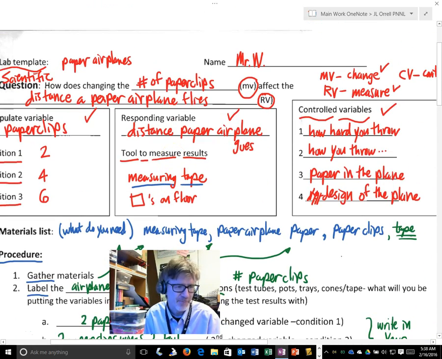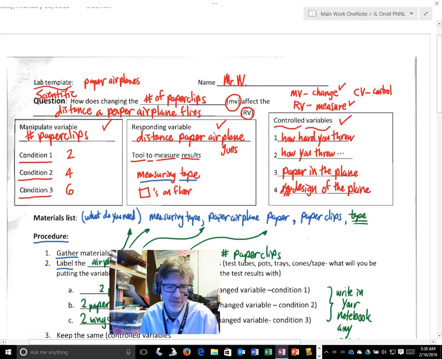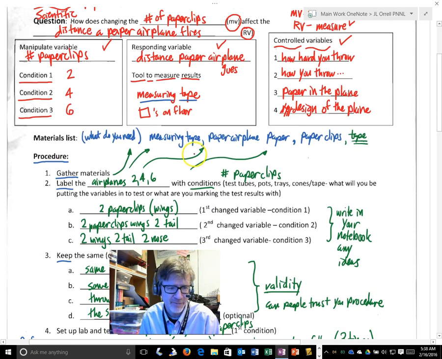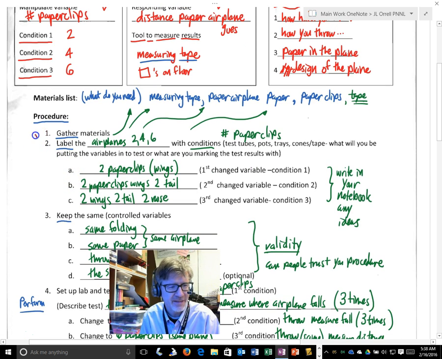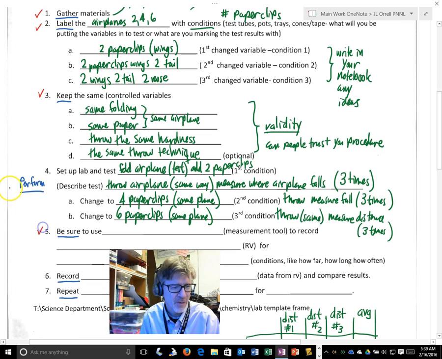In the last video, part one, we talked about procedures, and we had just gotten through manipulated variables, responding variables, control variables. Gather, label, keep, be sure, perform, record, repeat. That's the little chant we use to help us remember how to do a procedure.